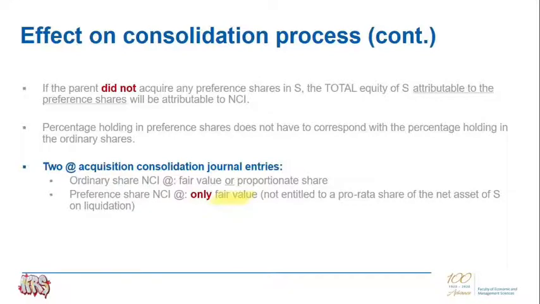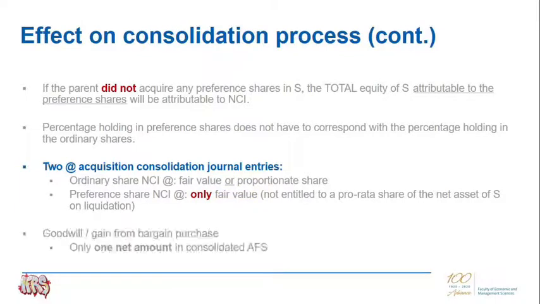So this is something you have to look out for when you do the examples, that for your preference share NCI, you can only measure them at fair value, which is an amount that we have to give you in an example. Now, the moment you have two at acquisition consolidation journal entries where you eliminate the equity of the subsidiary against the investment by the parent as common items and you recognize NCI as a new item, you will also recognize goodwill or gain from bargain purchase.